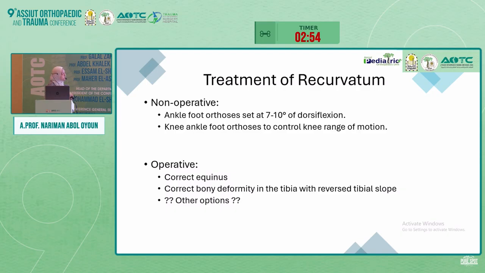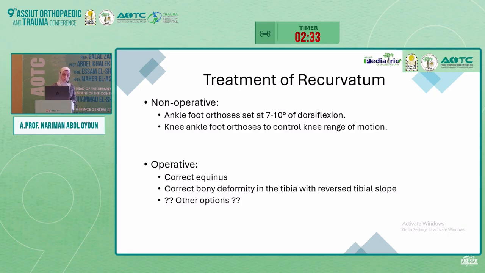Do we use operative intervention? Of course, if you have equinus, you need to correct that, and you need to lengthen the gastrocnemius, you need to stretch out the soleus, or do an intramuscular lengthening if it is really short. You correct the bony deformity if the cause is tibial slope inversion, so you need to correct the tibial deformity.